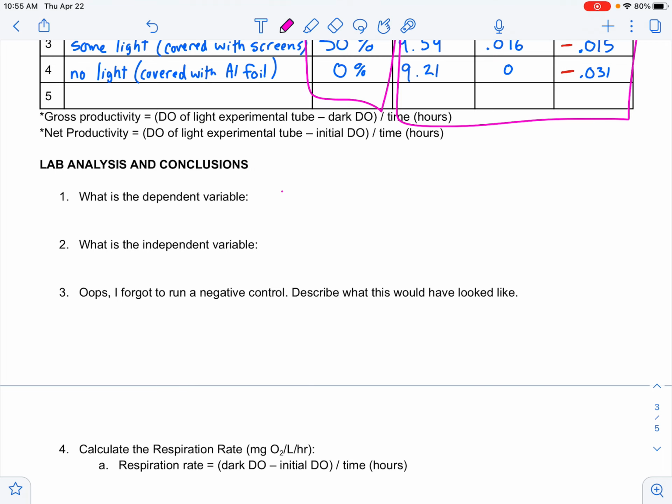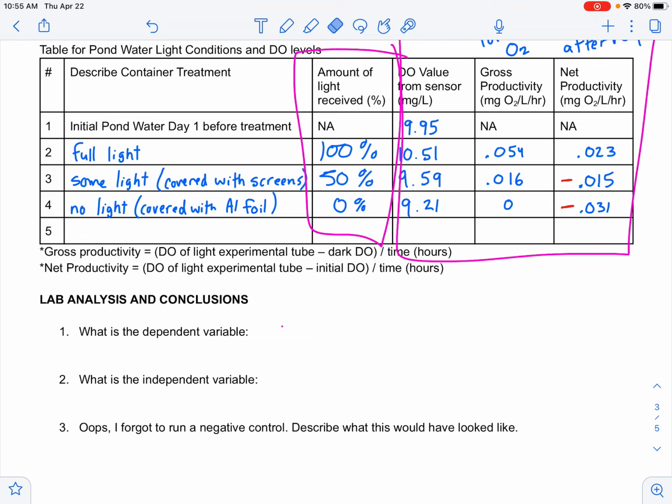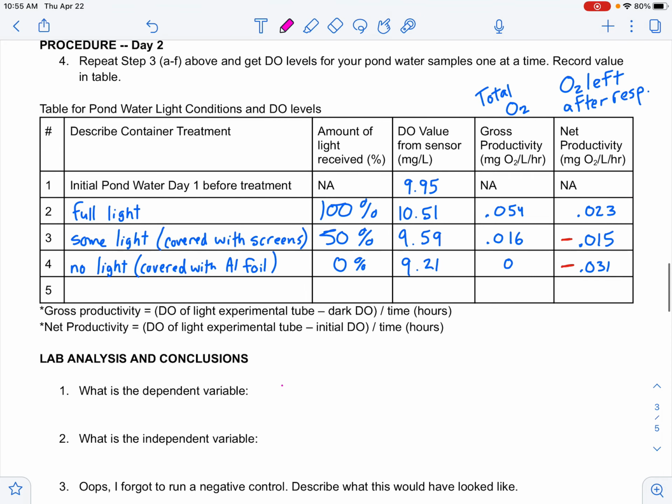Well, a negative control is going to look the same, except you're going to have the same containers, the same amount of water in the containers, but we want to run a negative control so that the values are all going to be the same. So we'd want to think about how we can run an experiment where, really, why are those values different? They're different because of the reaction of photosynthesis and cell respiration. So how can we run this experiment without those? Well, we could run pure water, that would be one example.